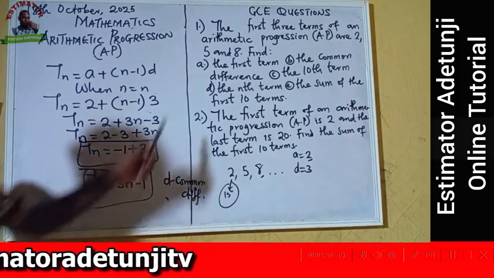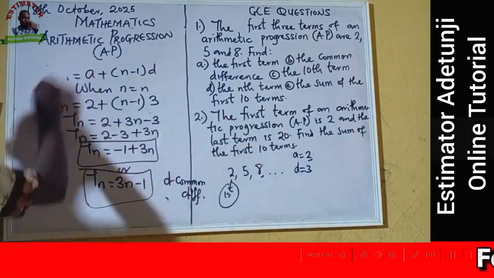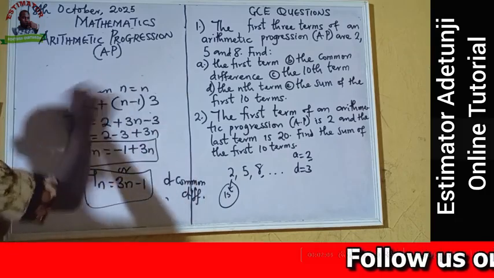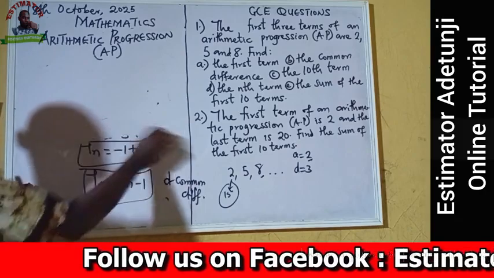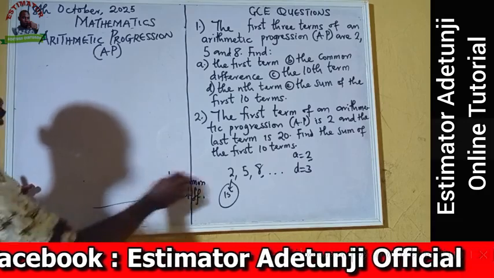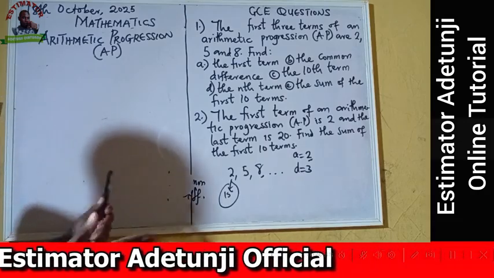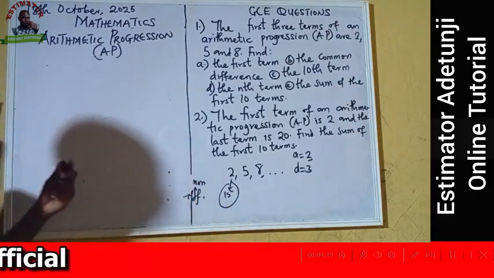So without wasting time, we have settled 1A, 1B, 1C, 1D. Now let's go to the sum. When you talk about the sum of AP, that is the series part of the AP, what do we mean? We want to add up the numbers in the sequence. And we have two formulas for that.